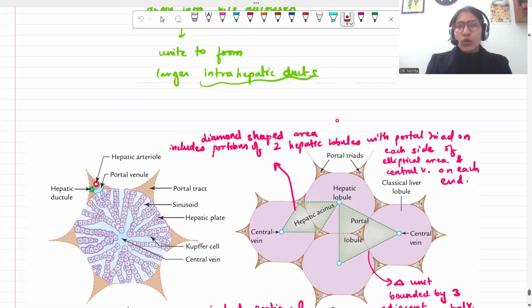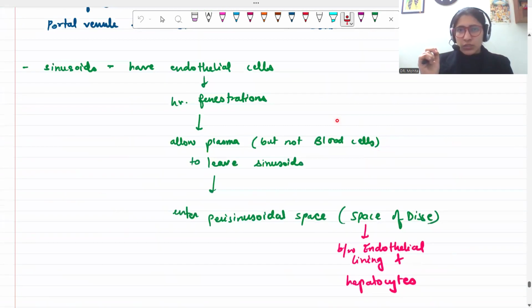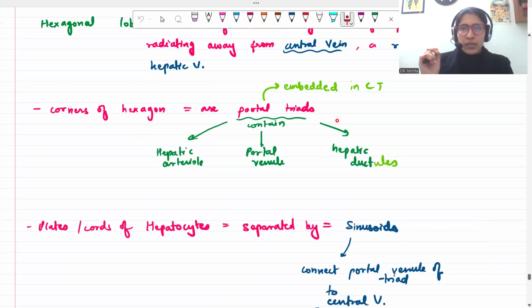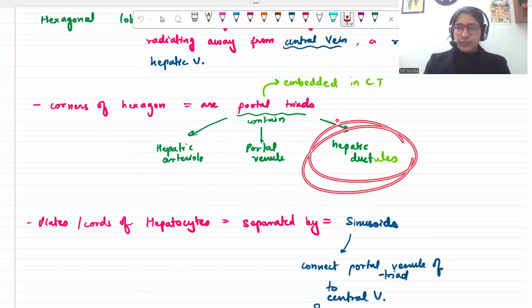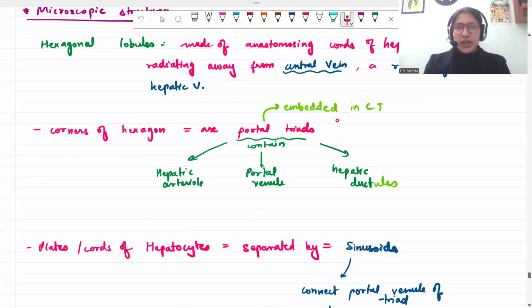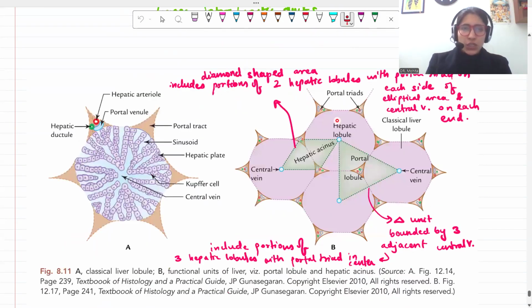Portal triad में क्या होंगे? वही तीन चीजों के smaller versions. Do you get this? Like the hepatic arteriole, portal venule, and hepatic ductules. Fine. Also, in the center of each lobule, you will have the central vein. Is it good? So there is a vein, portal venule, there is a vein, central vein.